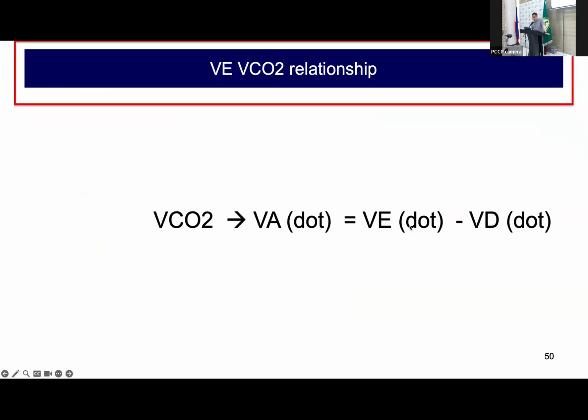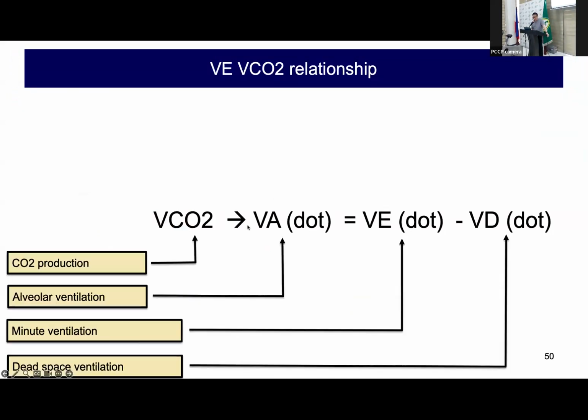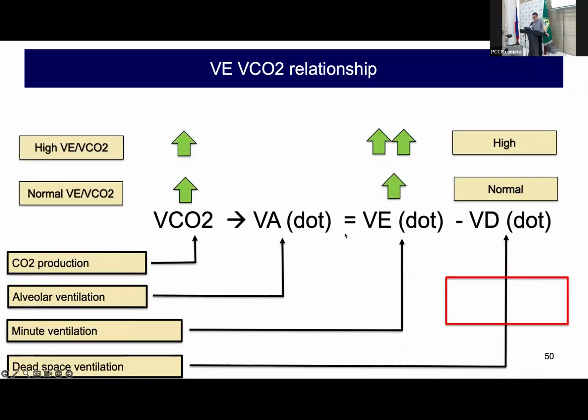Okay, so we now go to the VE-VCO2 relationship. Okay, the carbon dioxide is eliminated by alveolar ventilation. So the higher carbon dioxide production, the higher should be our alveolar ventilation. And alveolar ventilation is the difference between minute ventilation and dead space ventilation. So if this is normal, there is a normal relationship between the minute ventilation and the carbon dioxide production.